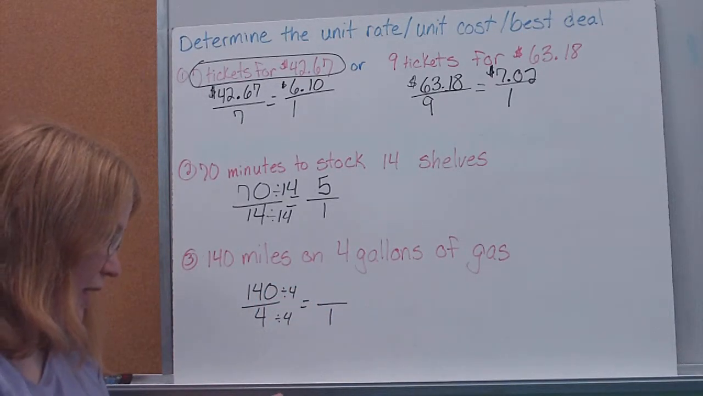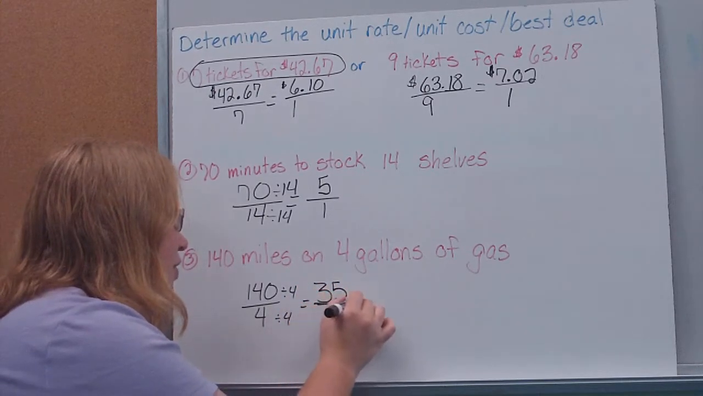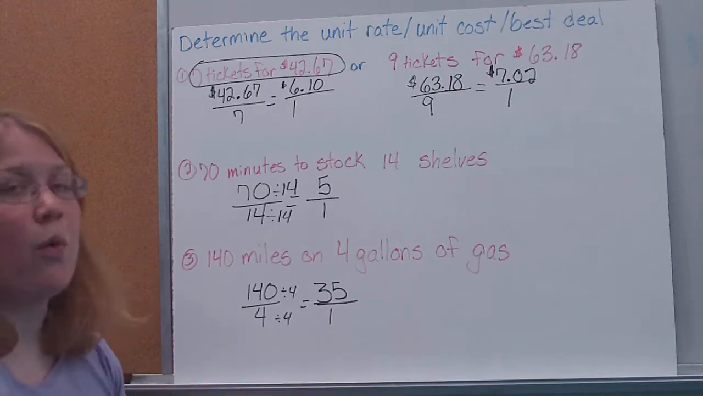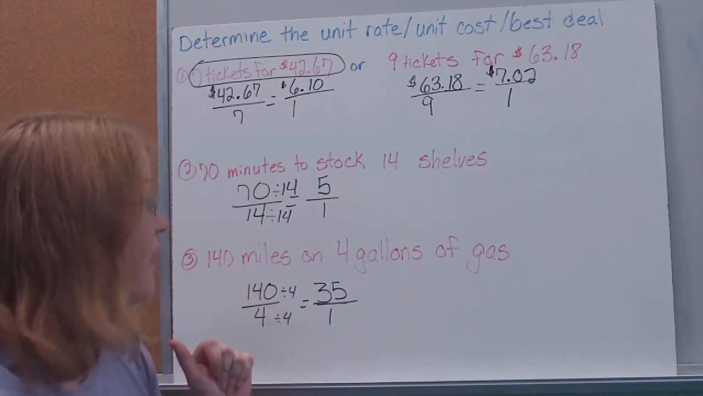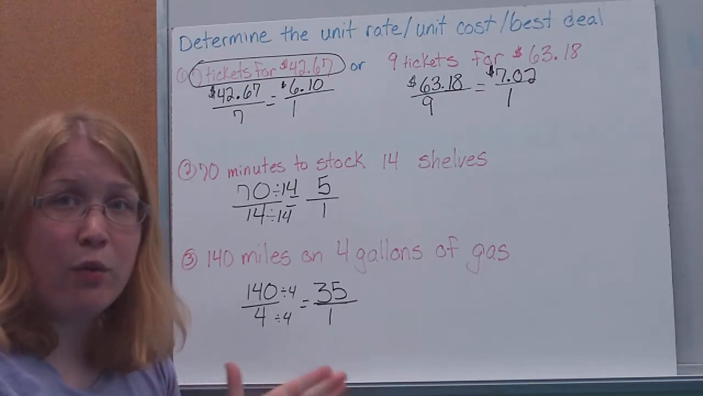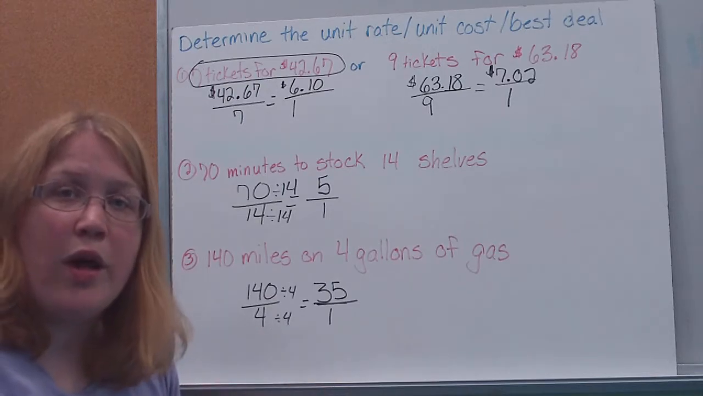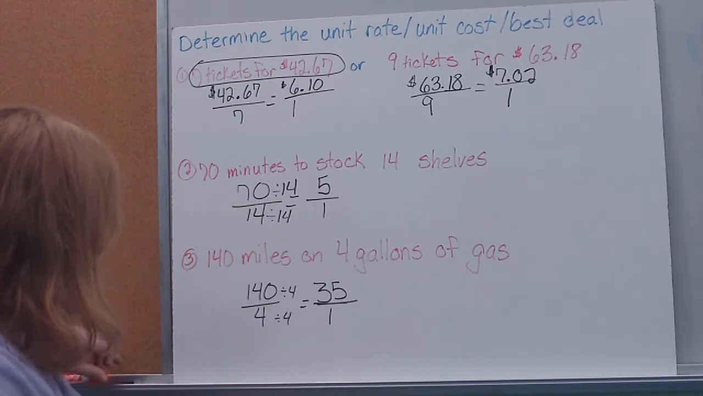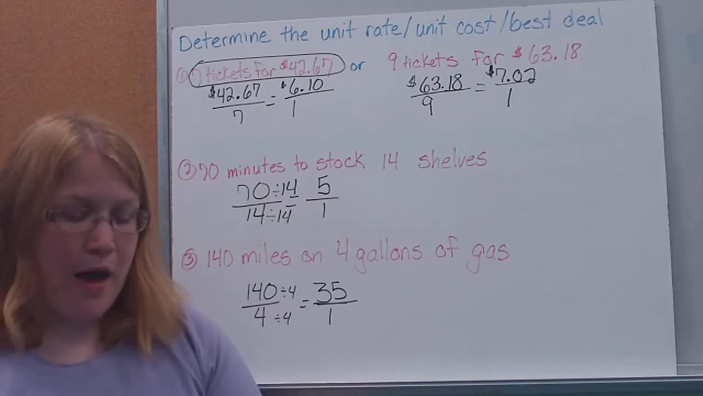I'm going to use my handy-dandy calculator. And when I divide this, I get 35 miles per 1 gallon. This is excellent gas mileage. If you can find a car that goes 35 miles to the 1 gallon, you are doing great. So all we're doing is reducing it to a unit of 1 because it helps clarify how much I'm actually getting that way.